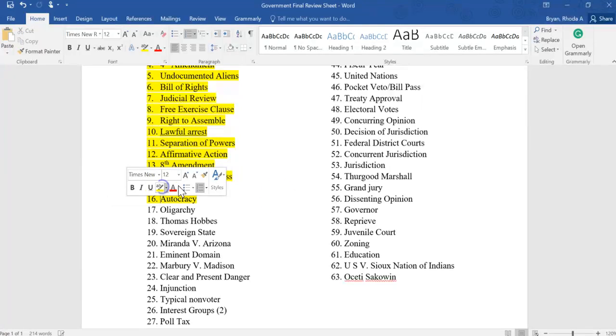Okay, autocracy. A government ruled by a dictator. That's pretty straightforward.